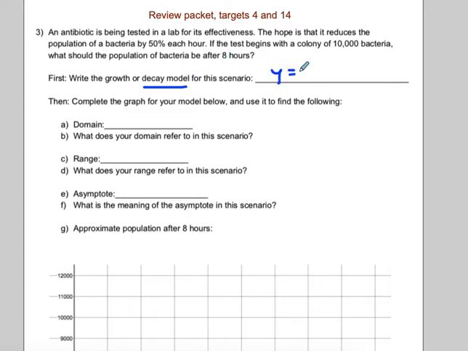So we're starting with 10,000 bacteria, so that's how many we start with. And the hope is that we're going to reduce or decrease the population of this bacteria by 50%. So that's 0.5 or 0.50 if you want. And then the standard model would just be like to the t-th power. So we got 10,000, and then 1 minus 0.5 is just 0.5.